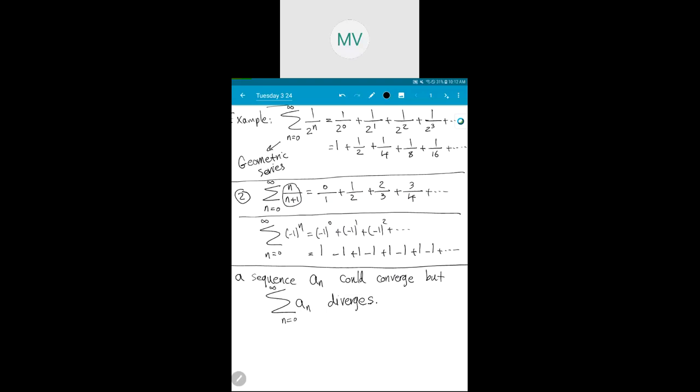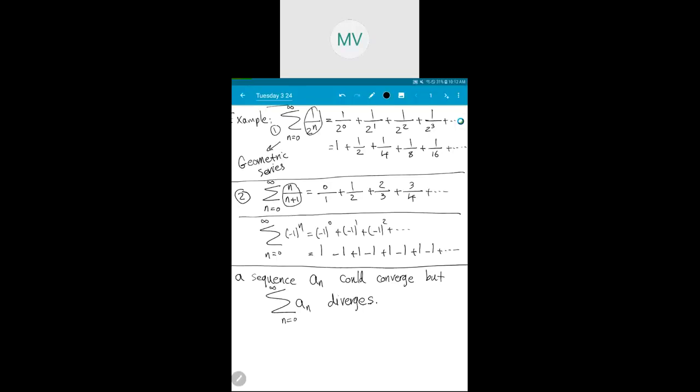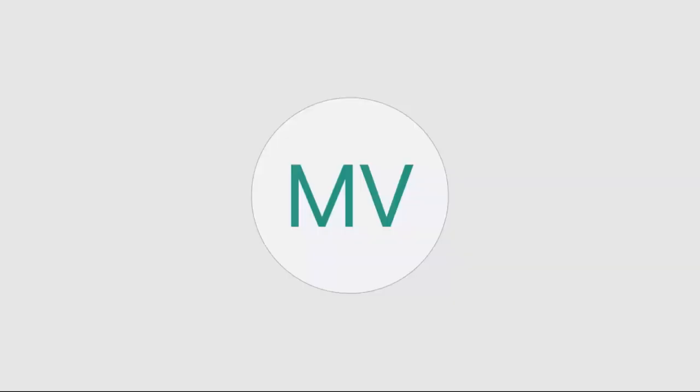But the sum of all those elements doesn't converge. In fact, it diverges to infinity. Okay? The first one, number 1, is the case where not only does the sequence converge, but the sum of all those terms also converges. We'll talk about them one by one.